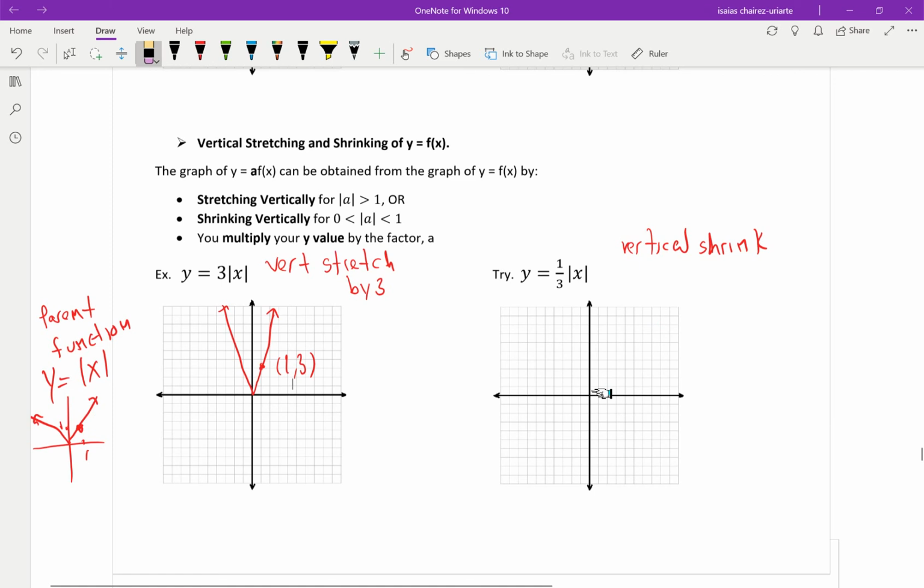And now what is going to happen over here with this vertical shrink is that I'm going to have 1, 1/3. So now I have the point 1, 1/3, which is right there, and now my graph looks way wider. And they're supposed to be symmetric with respect to the y-axis. So this point right here should now have coordinates 1, 1/3. This point originally over here was 1, 1. So that's a vertical shrink by 1/3.